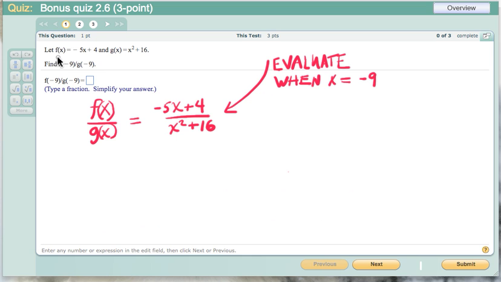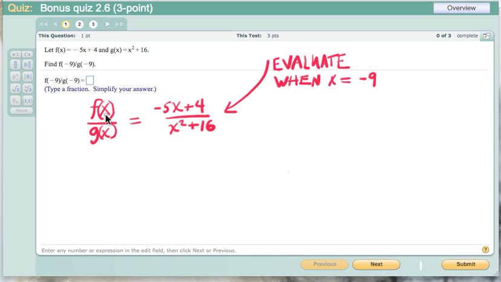Now, they're giving us two functions, an f of x defined by this expression and g of x defined by this expression. And they want us to find f of negative 9 over g of negative 9. Now this is double substitution, and to show that I first want to find not specifically f of negative 9 over g of negative 9, but a more general form for the function f of x over g of x. And that's my first substitution.